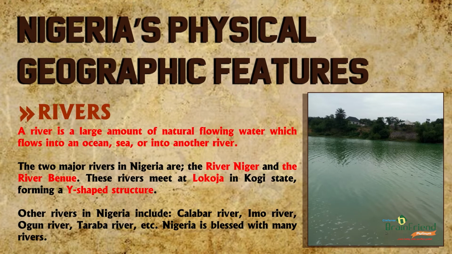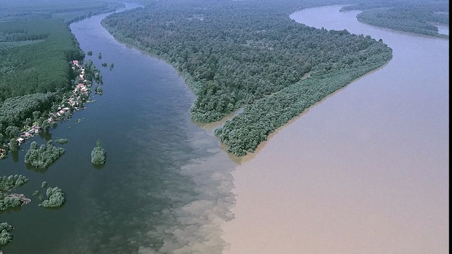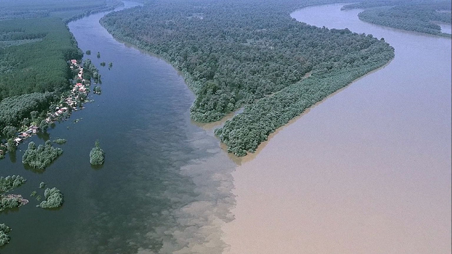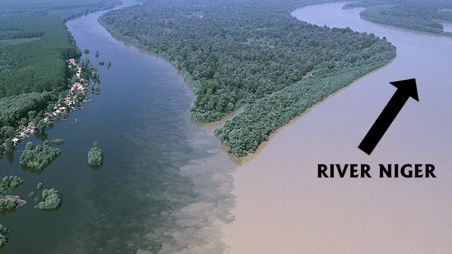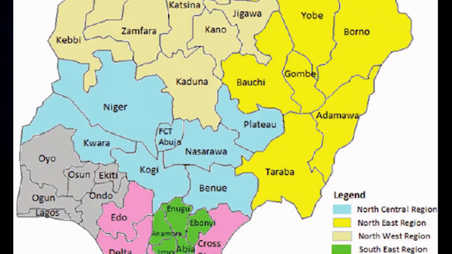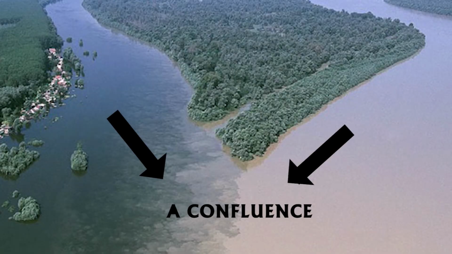A river is a large amount of natural flowing water which flows into an ocean, sea, or into another river. Rivers can be deep and wide or shallow. In Nigeria, we have two major rivers and they are rivers Niger and Benue. These two rivers meet in Lokoja in Kogi State. And it is important for us to know that where two rivers meet is called a confluence. So the confluence town in Nigeria is Lokoja because rivers Niger and Benue meet in Lokoja.